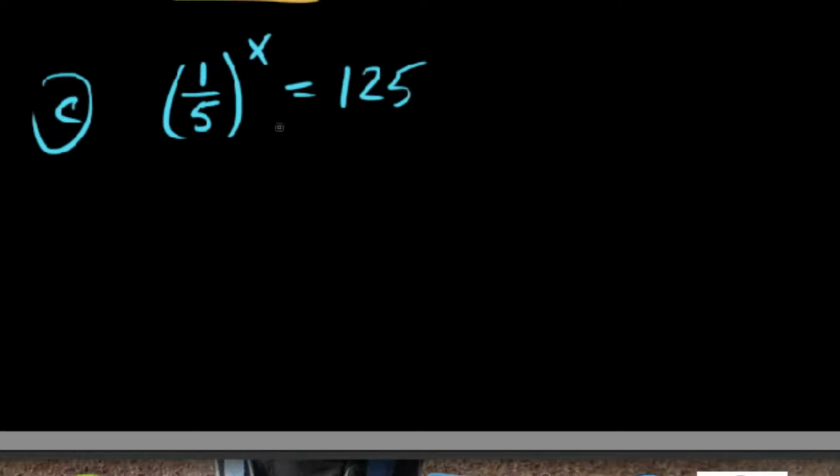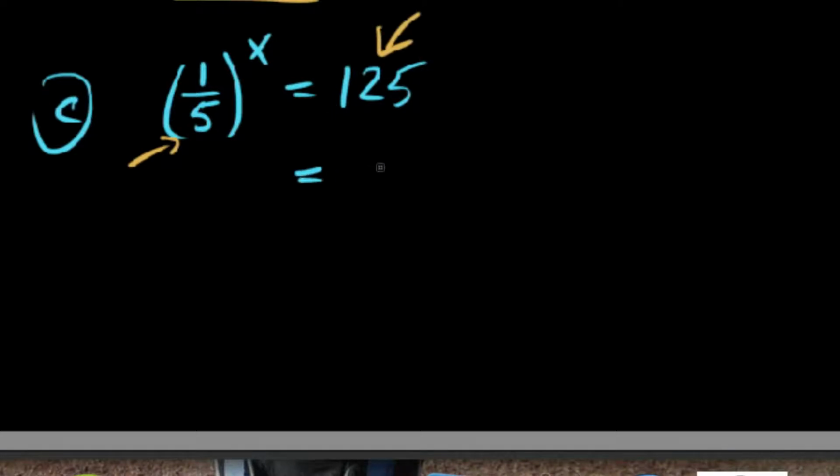Moving right down the road here, if we had something, for example, 1/5 to the x, we can play around with negative exponents here. 1/5 to the x is equal to 125. One thing we could recognize is this. If I want these to have the same base, necessarily 5 is the number I'm playing at here, because I have 5 in the denominator over here, and I know that 125 is a power of 5.